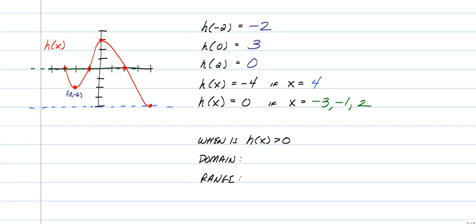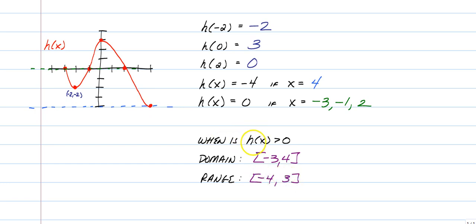Domain and range is something that you are already familiar with after the domain and range video. Our leftmost point is a negative 3, and our rightmost point is 4. And the range is from the bottom to the top, so from negative 4 to a positive 3.